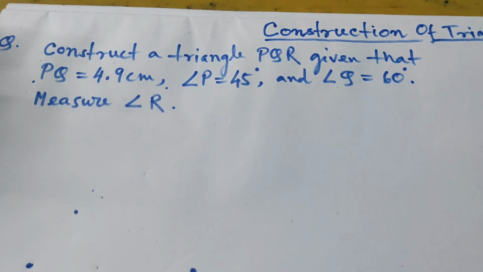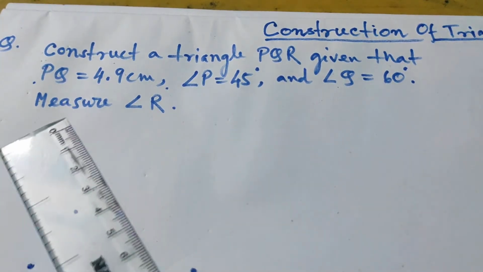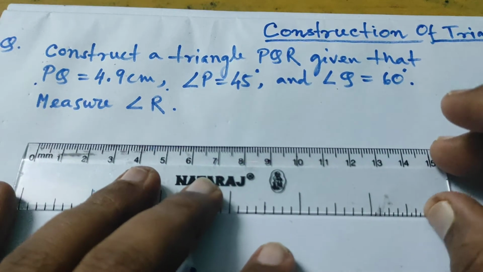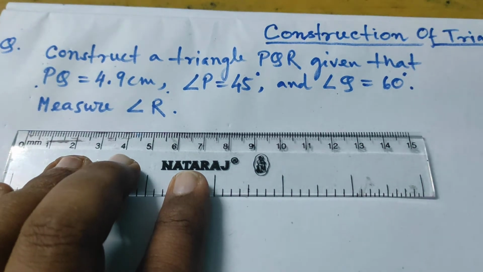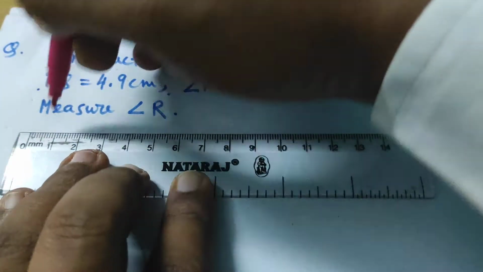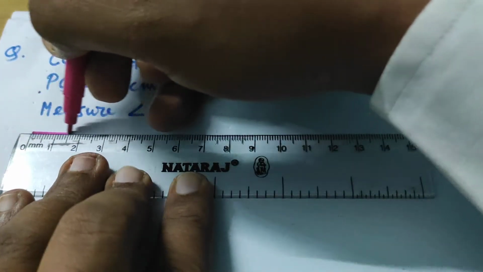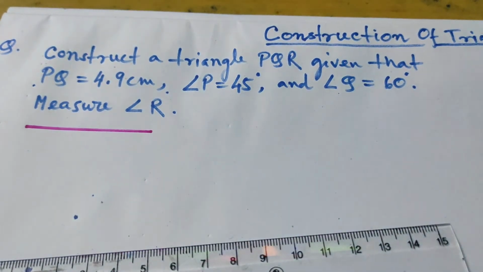So as you all know, for drawing the construction, first we will note all the information separately at one corner of the page. Here it is given PQ is equal to 4.9 centimeter. So let us draw PQ, 4.9 centimeter. So 1 millimeter less than 5 centimeter. So this is our line segment PQ, whose length is 4.9 centimeter.